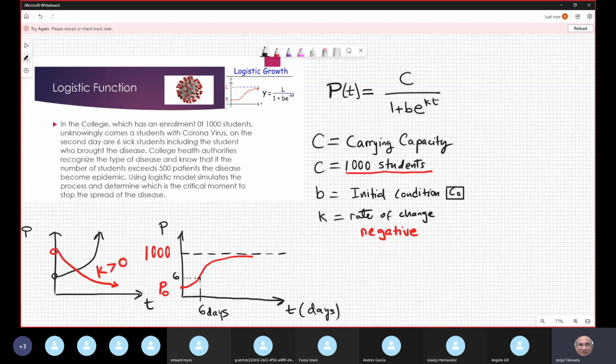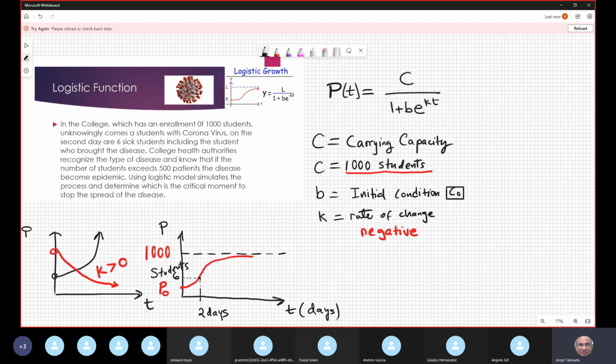On the second day. Oh yeah, on the second day, you're right, I am crazy. This is 2 days, and the amount of students infected is 6. This is 6 students. This axis is students, this axis is time in days, 2 days. Let me continue reading. Including the student who brought the disease.